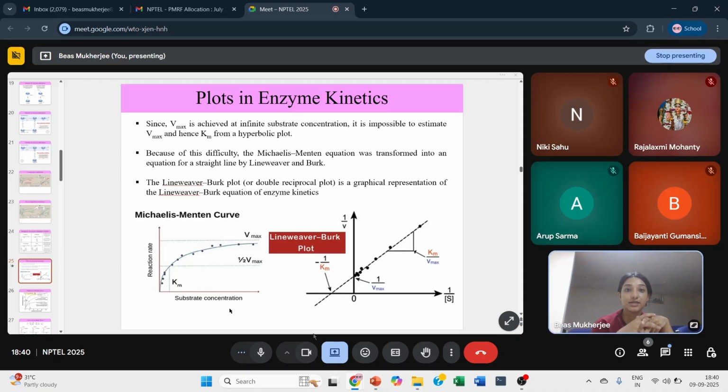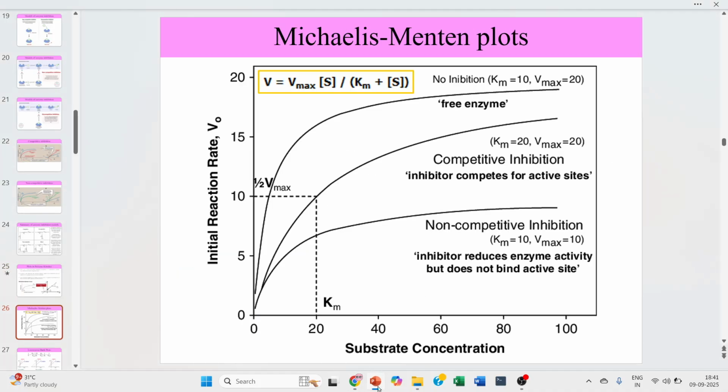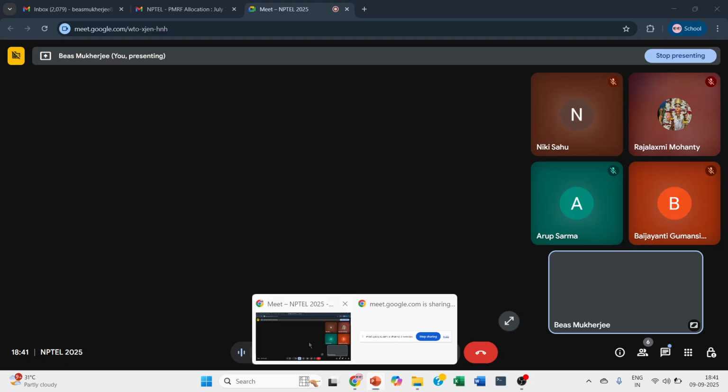Now, because of this difficulty, the Michaelis-Menten equation was transformed into an equation for a straight line by Burk and Lineweaver. So the Lineweaver-Burk plot or double reciprocal plot is a graphical representation of the Lineweaver-Burk equation of enzyme kinetics. The plots are given. You have to practice these plots.